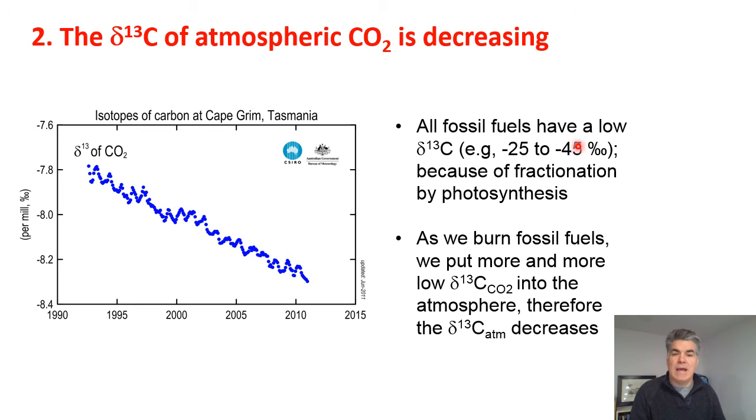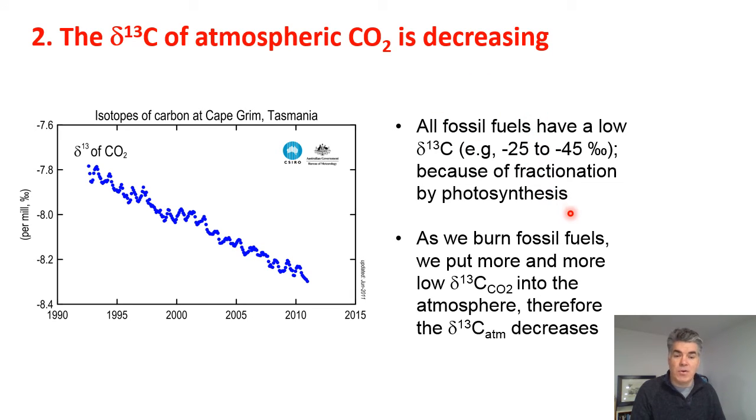So that's why plants and photosynthetic organisms all have a low delta C13, and fossil fuels are made from plants and other photosynthetic organisms, marine organisms. So the fossil fuels will also have a low delta C13.